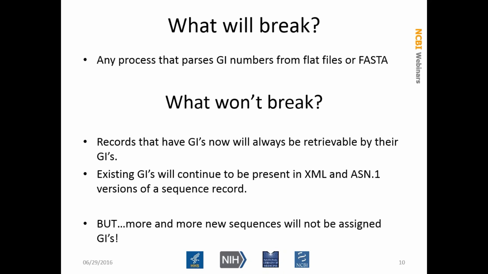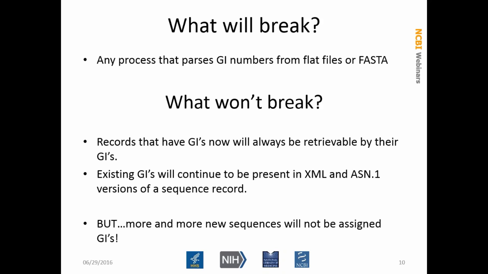So what will break? What consequences will these changes have for a typical user? The main issue is to think about any process that you have that parses GI numbers from flat files or from FASTA. If you are using those data records as a source to get GI numbers out, those processes will break because the GI numbers will simply not be there anymore. That's the primary thing to be concerned about at this point. And again, you have until March to fix those processes and update them. But that's the most important thing to think about.